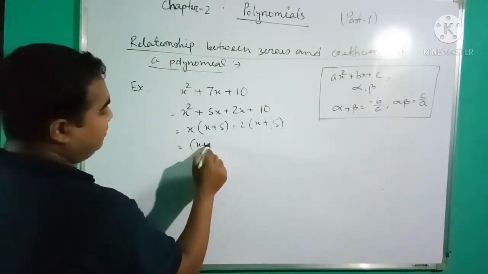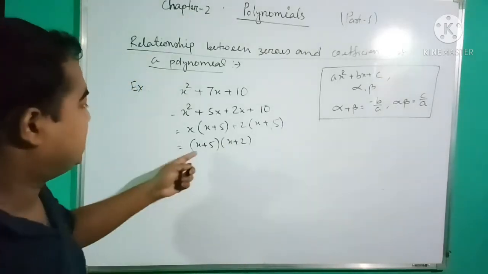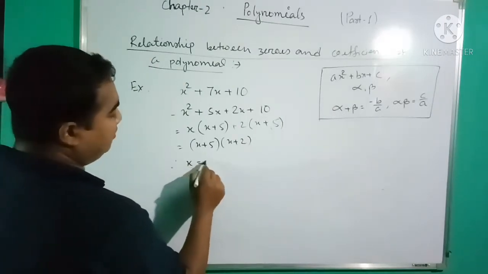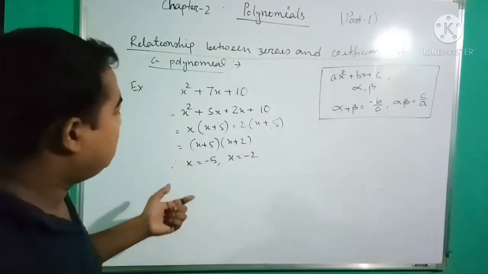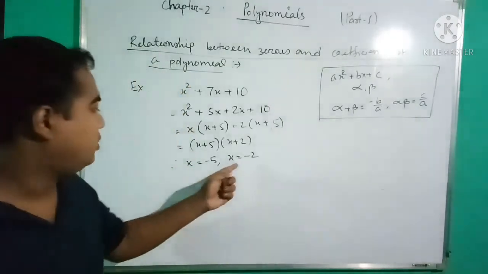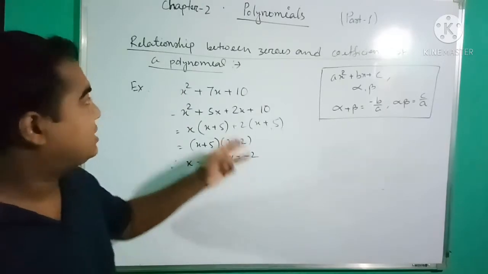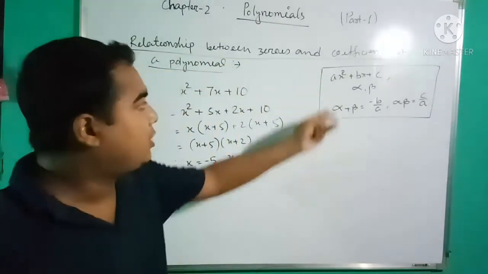Next x plus 5 and x plus 2. We got two factors, x plus 5 and x plus 2. Therefore x equals minus 5 and x equals minus 2. We got the two zeros. One is minus 2 and another one is minus 5. After finding the zeros, next topic is to find the relationship between zeros and the coefficients.